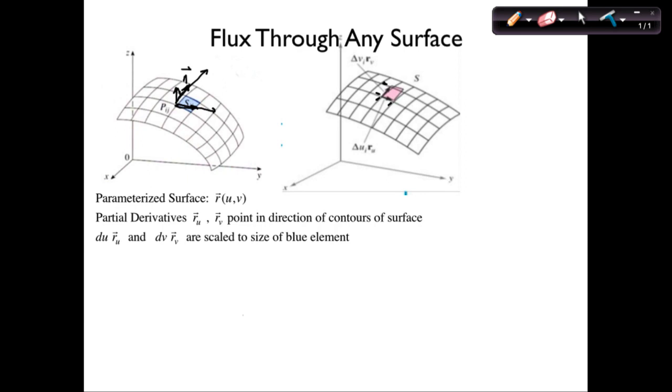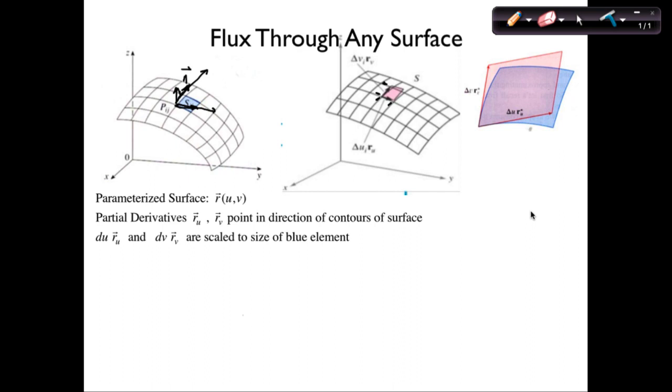Okay, so du ru and dv rv are scaled to the size of the blue element, so that you get this little parallelogram, right? This parallelogram is trying to be like the curved blue element. So this is showing the original element that's on the curved surface. If you take the partials, you're going to form a parallelogram out of those, which is kind of like trying to be that little element of the curved surface.